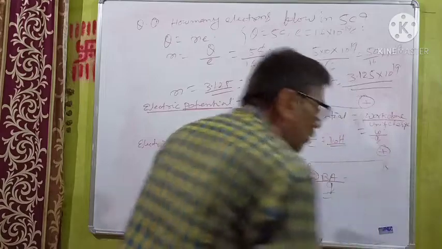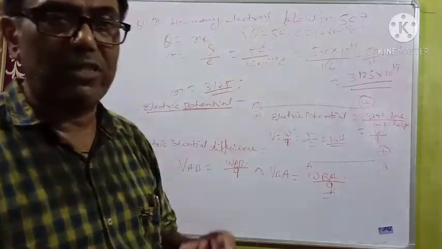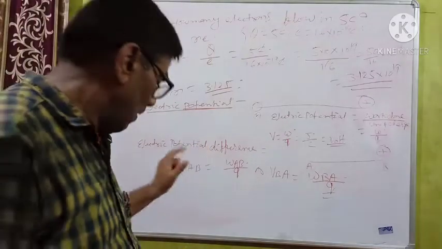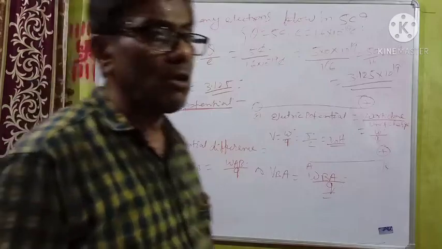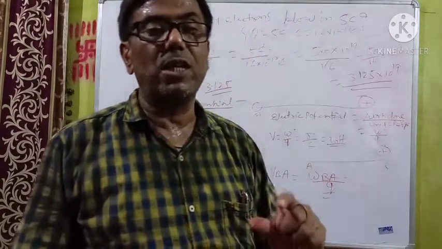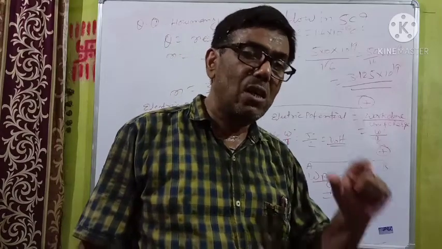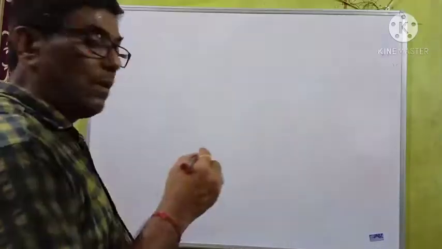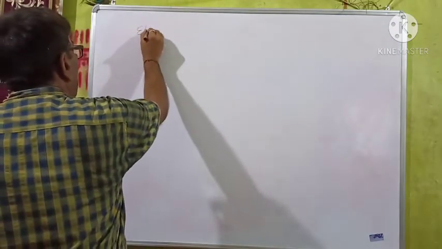The unit of potential difference is the same as potential, that is volt. Potential difference is also measured by an instrument known as a voltmeter. It is also connected in the circuit in parallel combination. Now we shall discuss electric current.